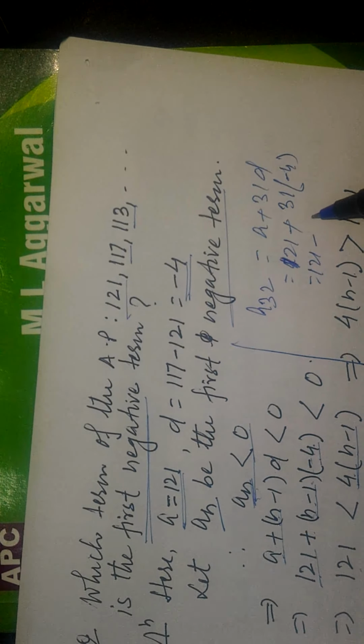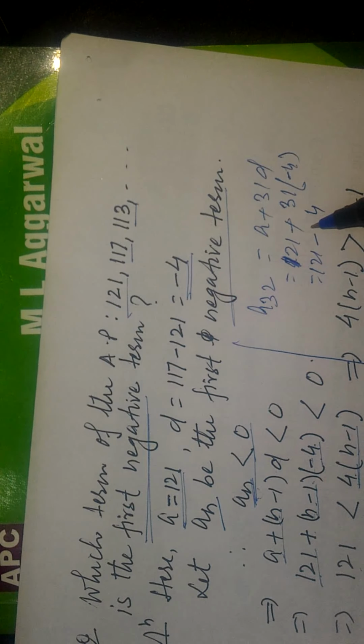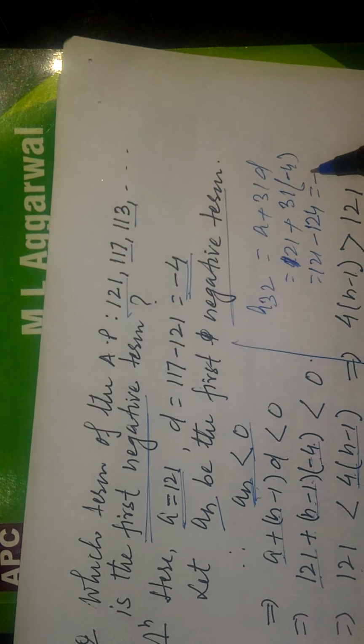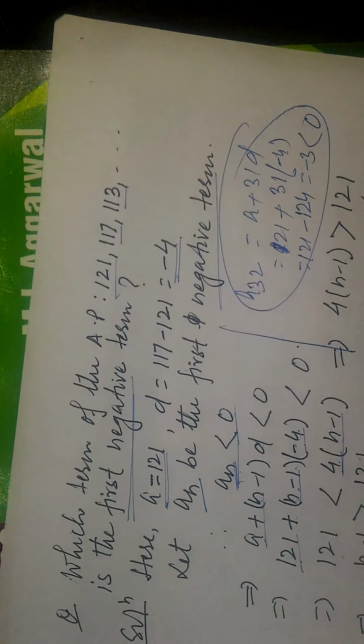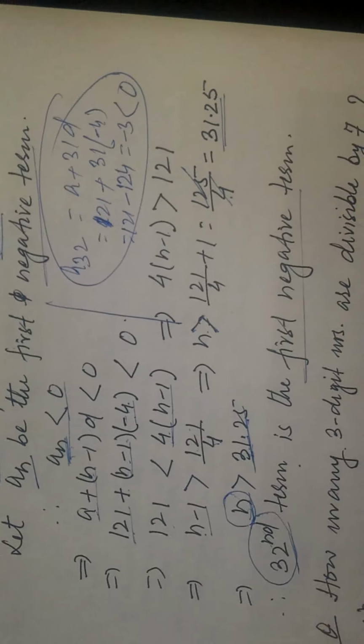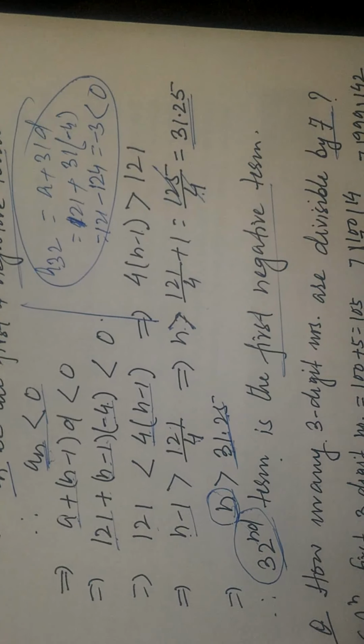121 minus 4, 124, that is minus 3. So which is less than 0. So this way you can check also whether you have got the correct answer or not. So this is how you will be working out for this.